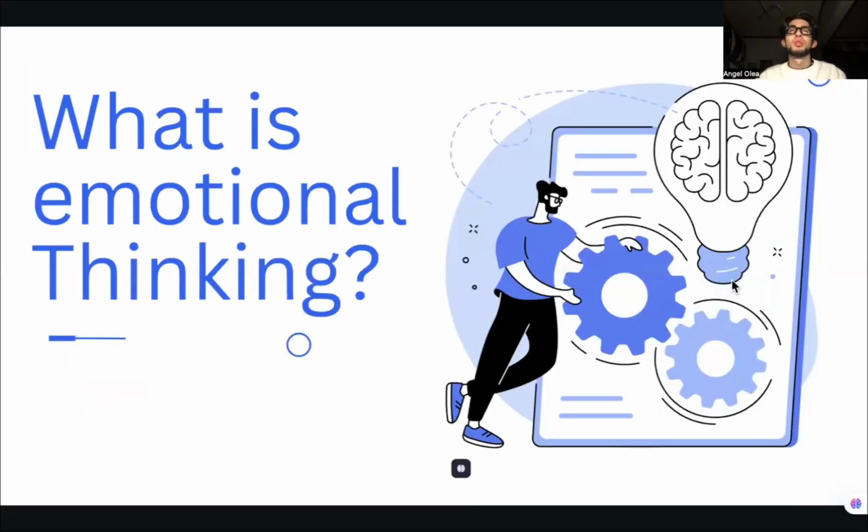So, what is emotional thinking? For Travis Bradbury and Jean Greaves, they both came to the conclusion that emotional intelligence is the ability to recognize and understand feelings and your willingness to use this awareness to manage yourself and your relationships with others.